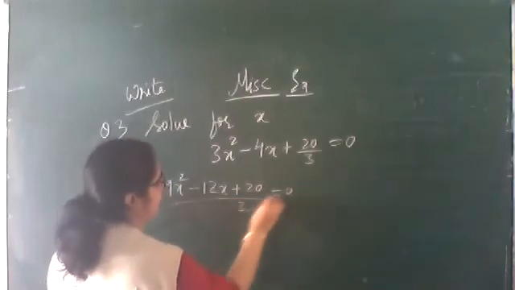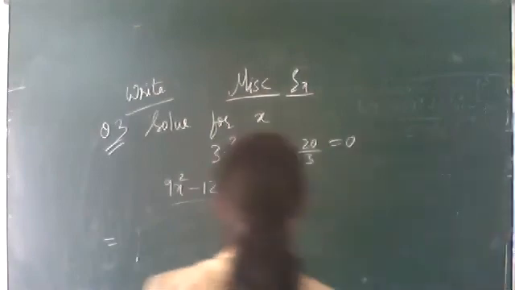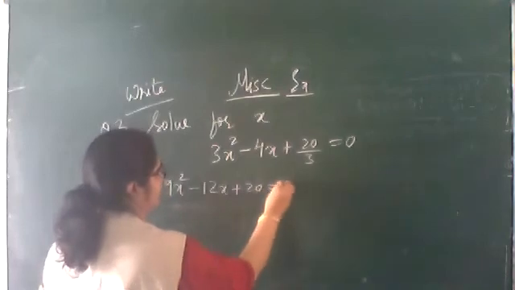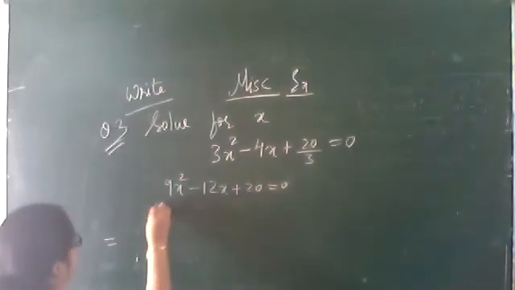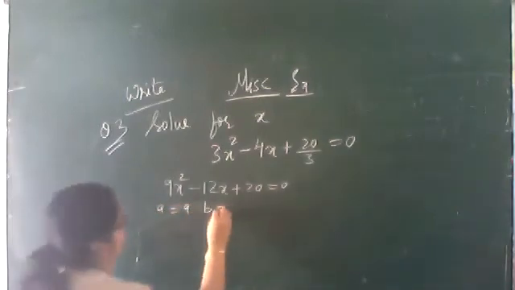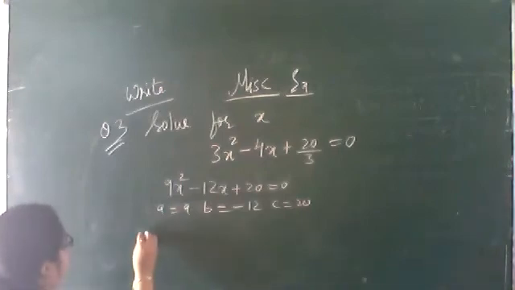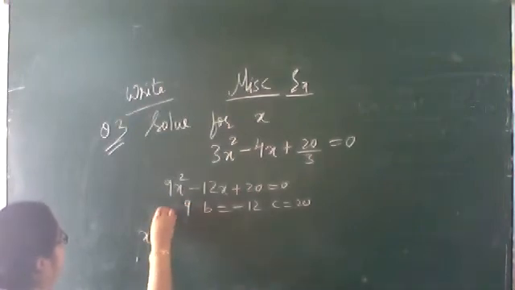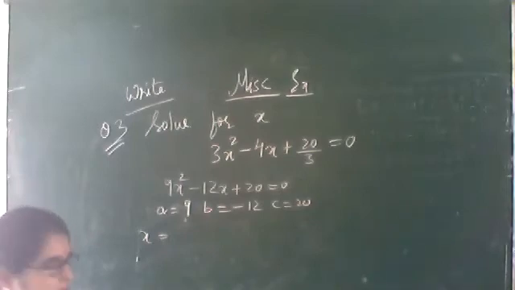Now if I take 3 that side, 3 multiplied by 0 will be 0, so I will not write 3 here. I will write directly this is equal to 0. Now you know how to solve the quadratic equation. Your a is equal to 9, b is equal to minus 12, c is equal to 20.